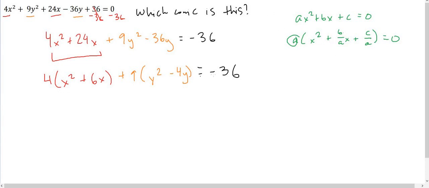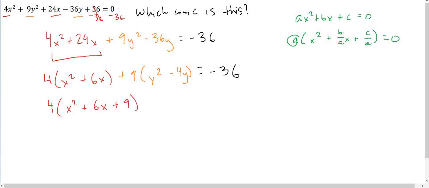So we're going to do that for this. In this case, our b over a is just a 6. So we're going to take this, divide it by 2, and then square it, and then add the b over 2 squared over here, and then the b over 2 squared over here. So we're going to still have this 4. We're going to have an x squared plus 6x, and then our b in this case is 6. So 6 over 2 is going to be 3. 3 squared is going to be 9, so we're going to add a 9 right here.